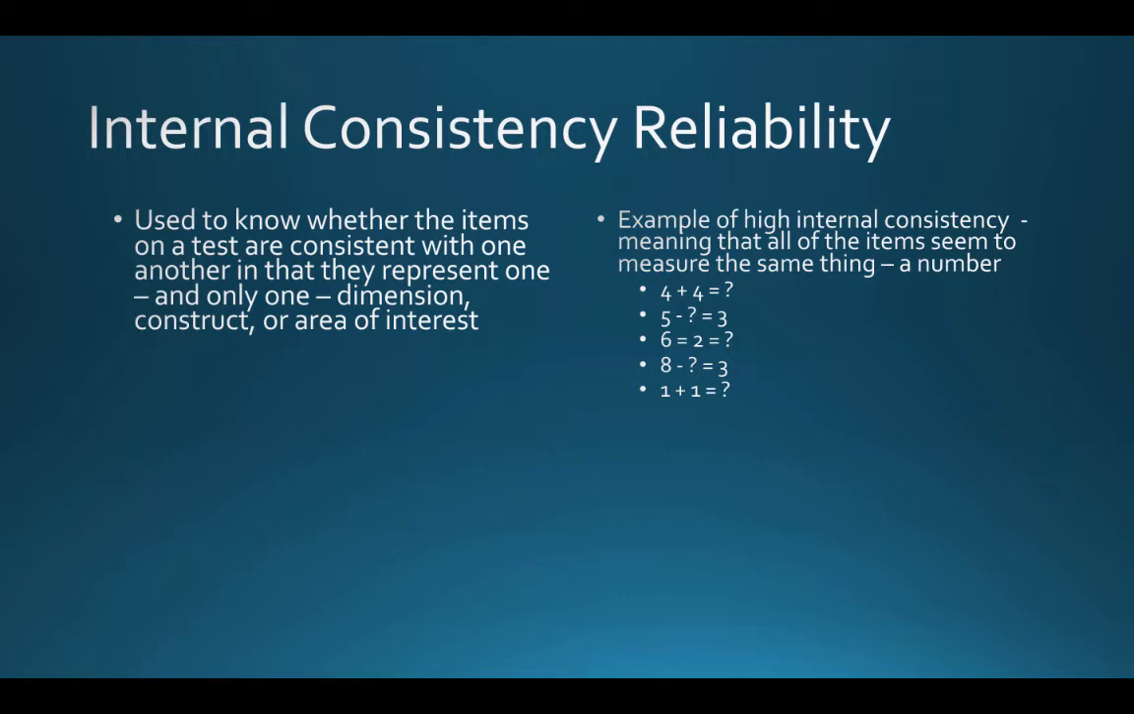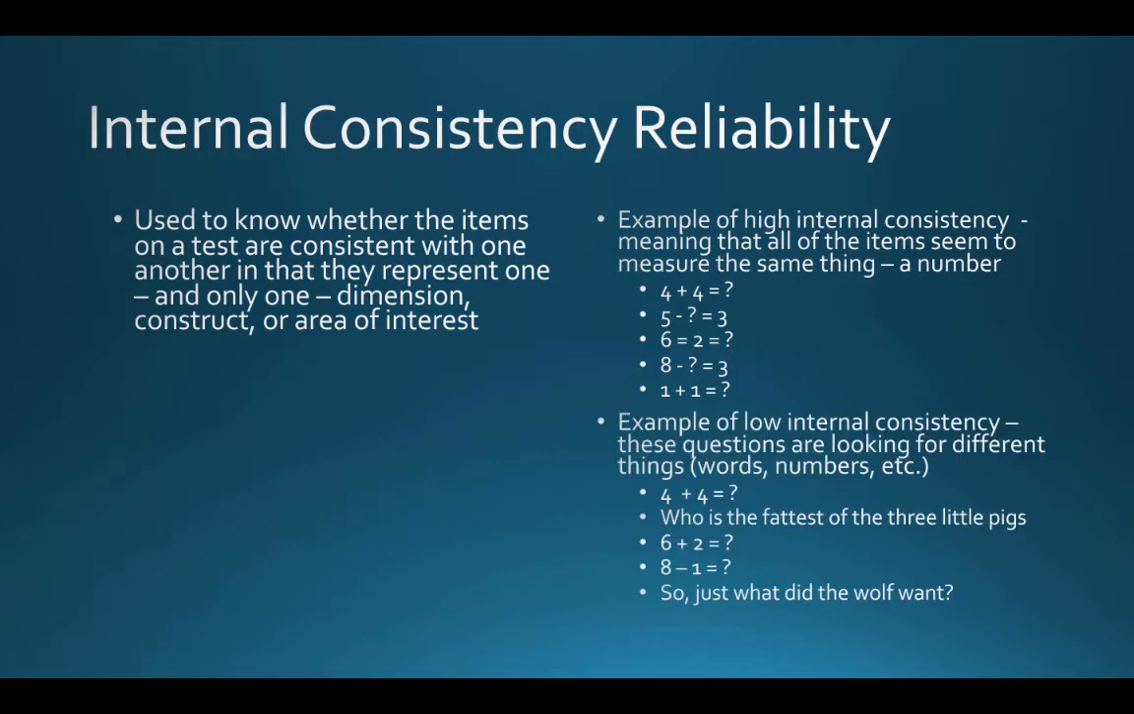4 plus 4, 5 minus something equals 2, 8 minus something equals 3. We look at that and we say, well, those are all numbers. Then an example of low internal consistency, we may look and say, okay, well, there's 4 plus 4. Well, that makes sense. And then the next statement is, who is the fattest of the 3 little pigs? Well, that's not a numerical answer. It has nothing to do with this math. So we're mixing in different things, and so we kind of ruin this internal consistency of what we were trying to show.